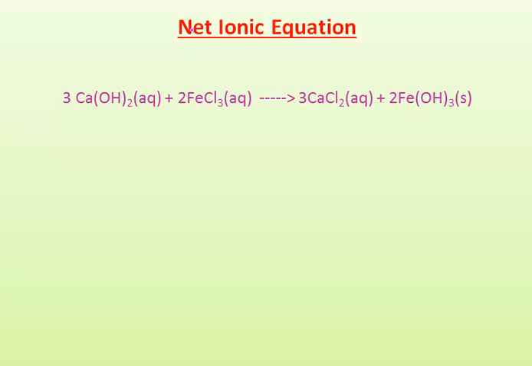To write the net ionic equation for this given equation, we break the reactants and products which are in aqueous state into ions. Let me take the first reactant, that is calcium hydroxide. It is in aqueous state, it means it is soluble in water, it dissociates into ions. Calcium hydroxide is made up of calcium atom and hydroxyl group.